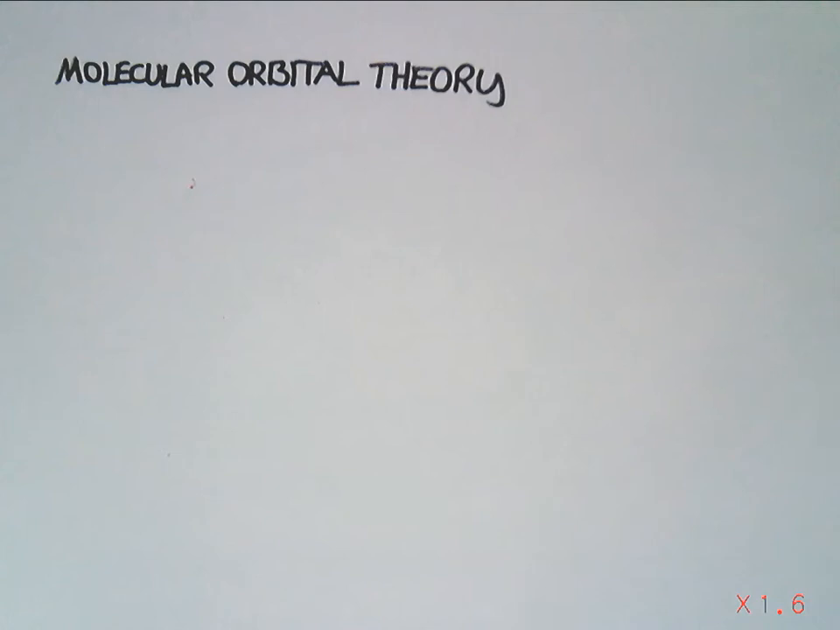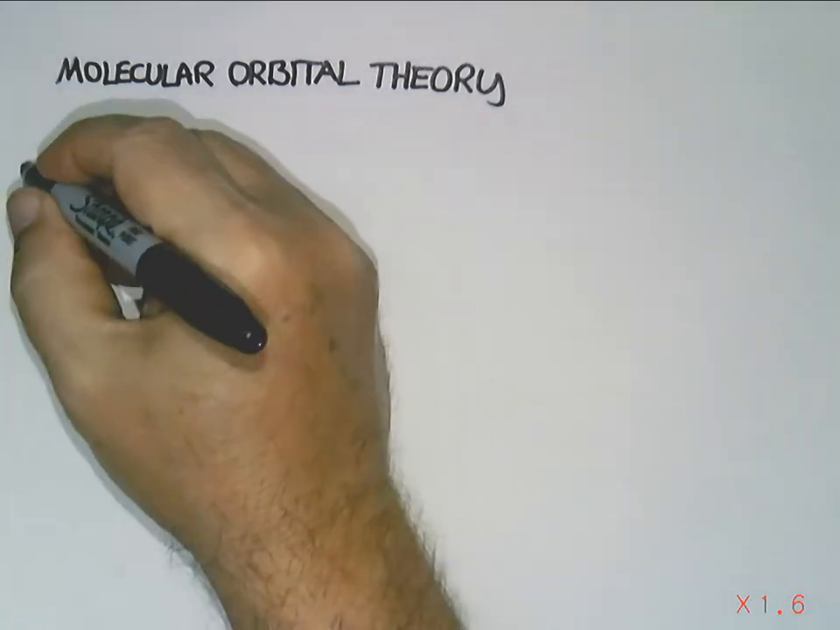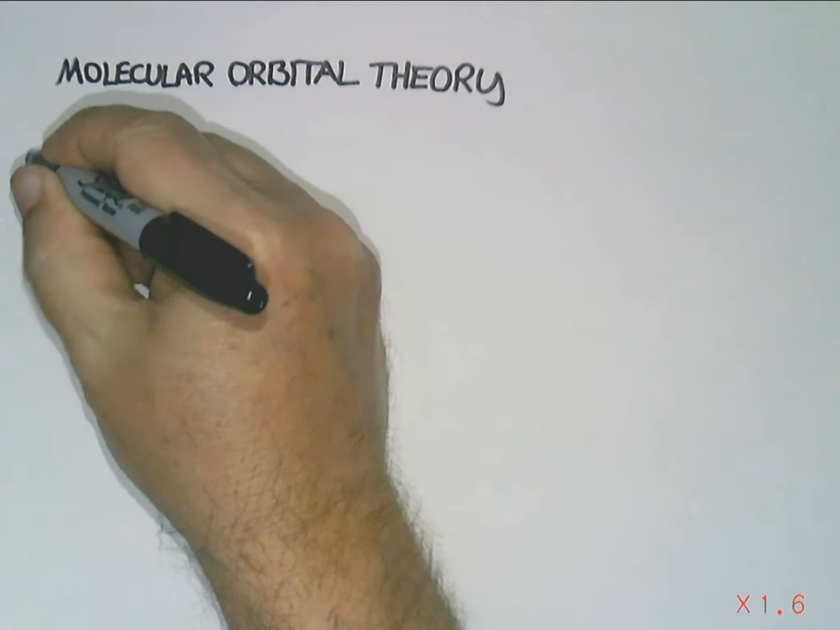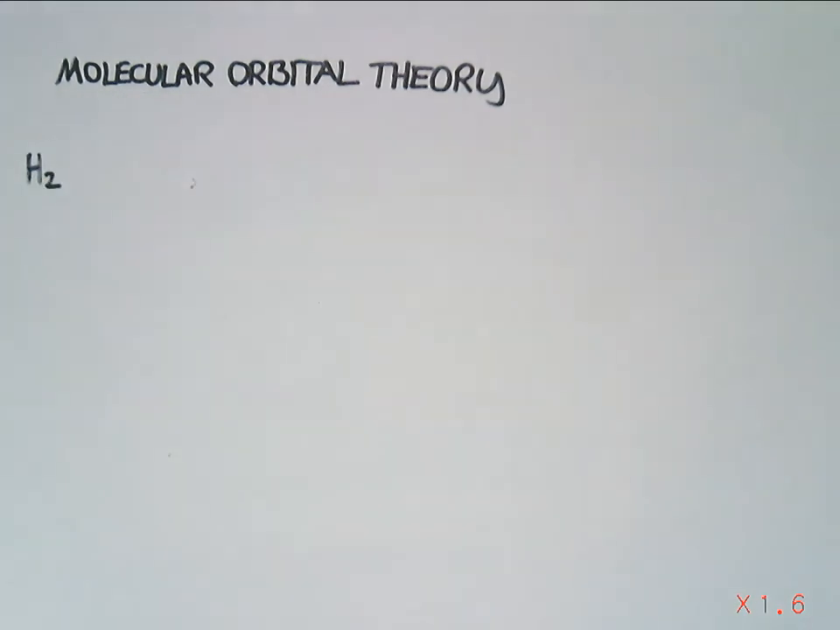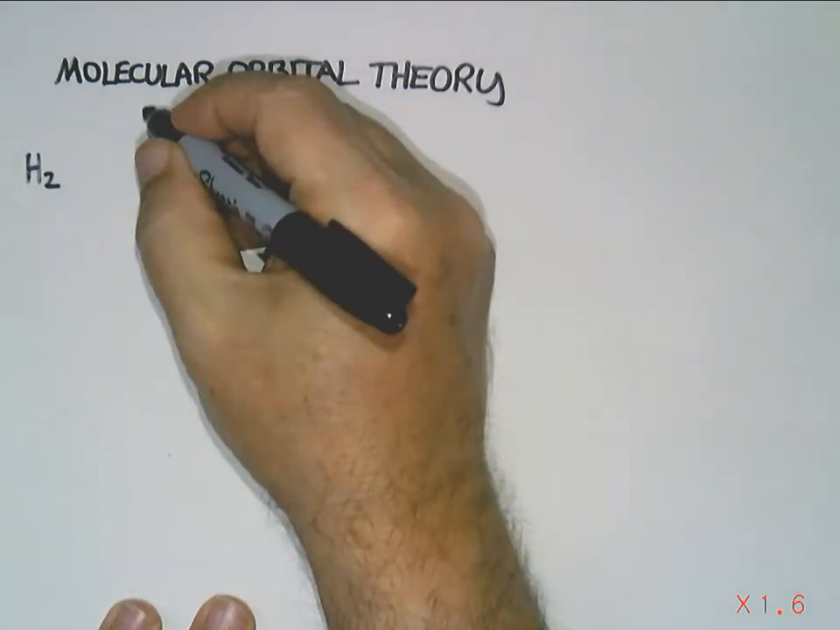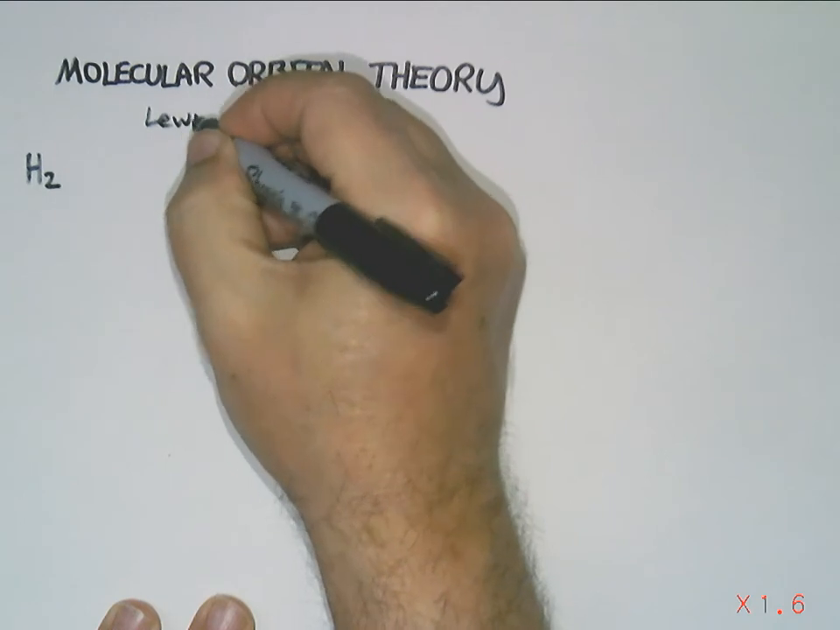In this video, we're going to look at the most sophisticated of the three theories that we have for explaining what electrons are actually doing in molecules. Let's recap a little bit. We'll take our simple H2 molecule and remind ourselves what that looked like in the Lewis theory.